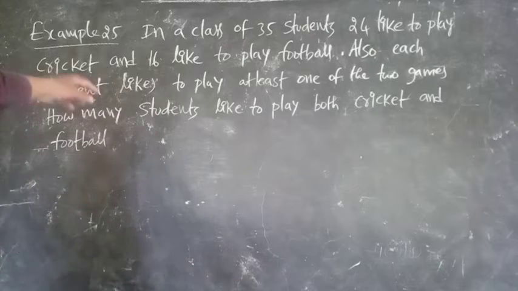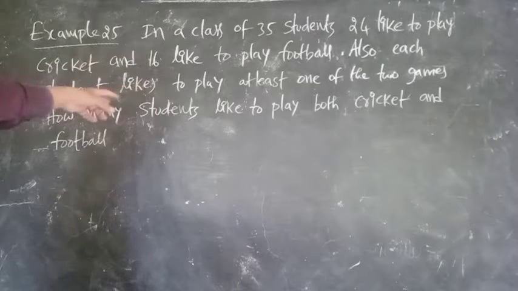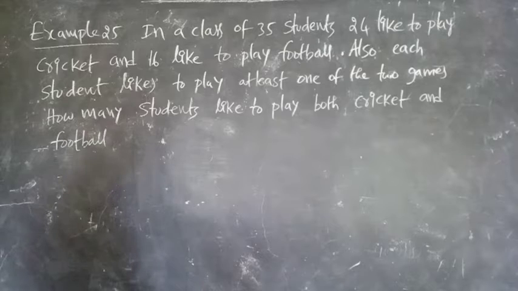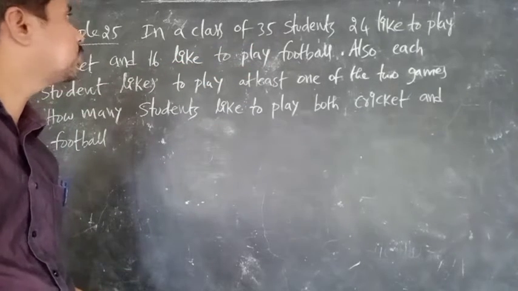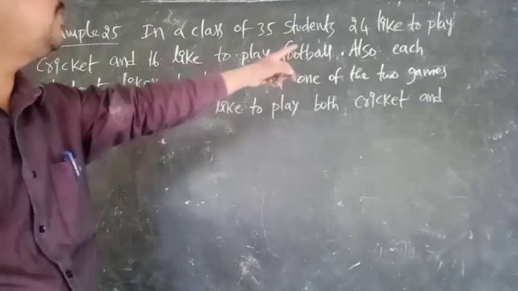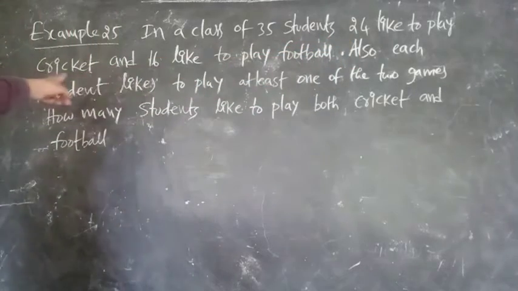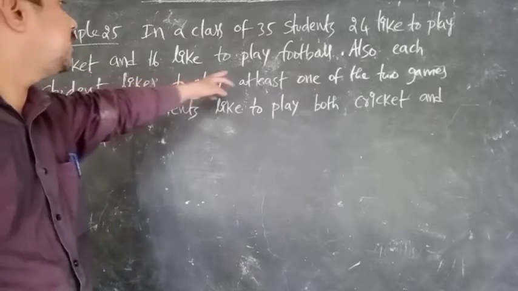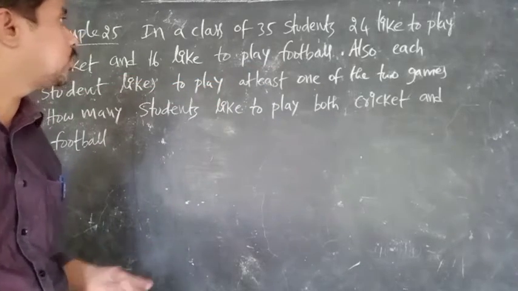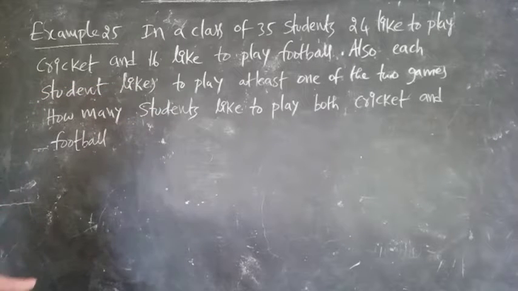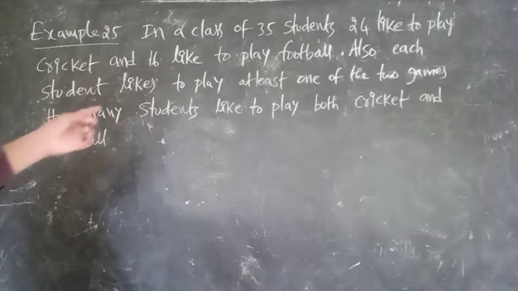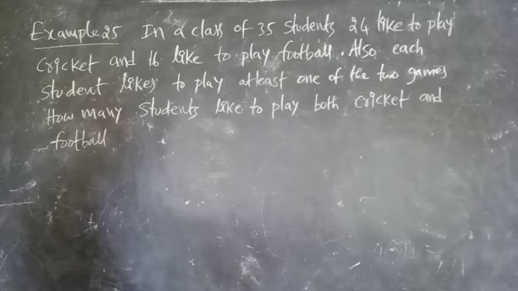See, next example 25. You have to do this one also as homework. Example 25: in a class of 35 students, 24 like to play cricket, and 16 like to play football. Also each student likes to play at least one of the two games. How many students like to play both cricket and football?